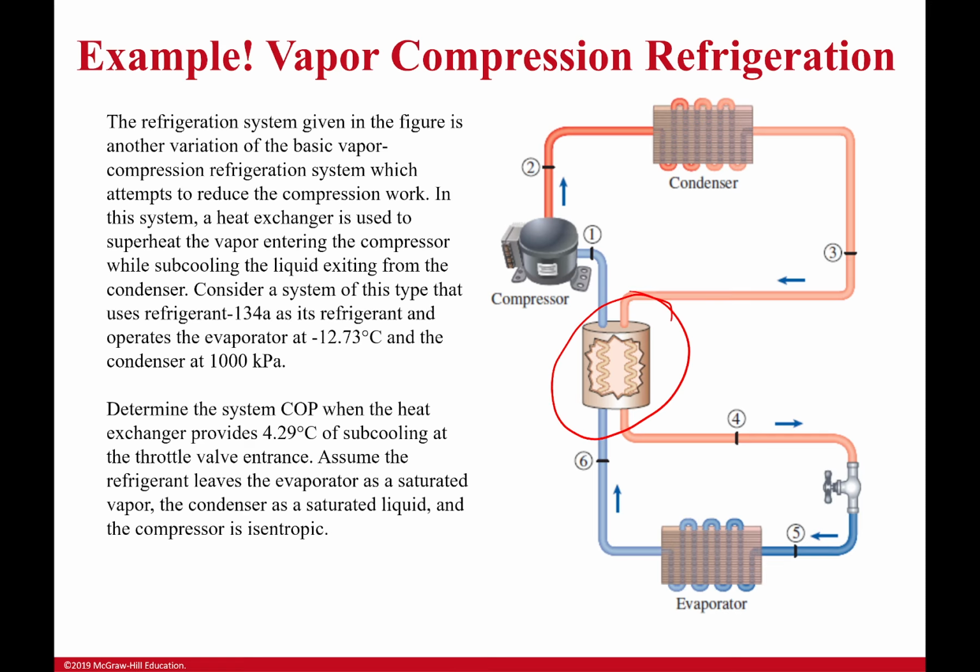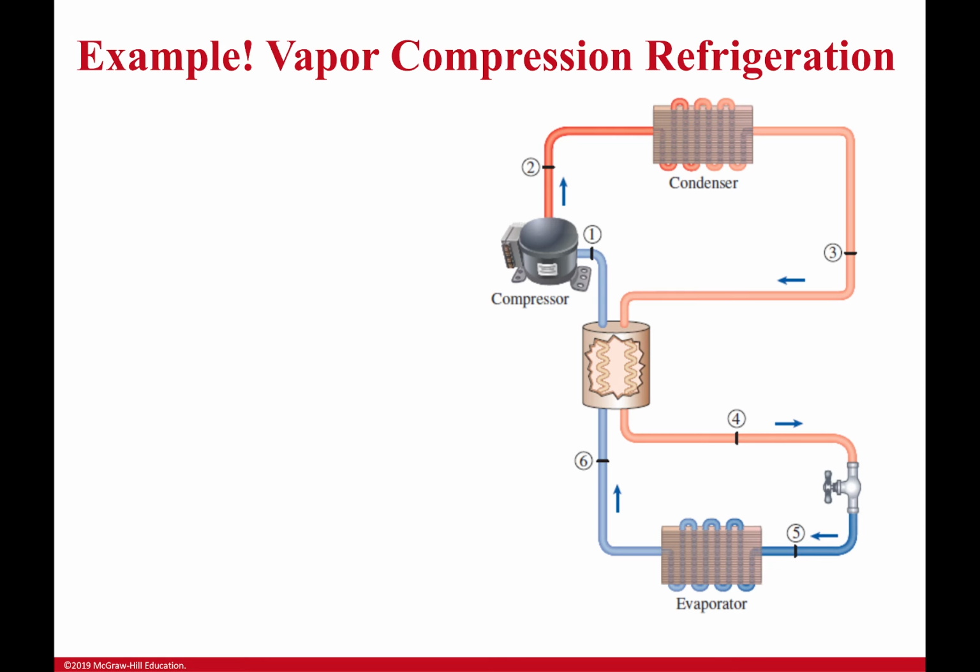And we're going to assume that the evaporator actually gets it to a saturated vapor and the condenser gets it to a saturated liquid. And the compressor magically is perfectly isentropic. So it's idealized. That's okay. We can deal with that. Okay.